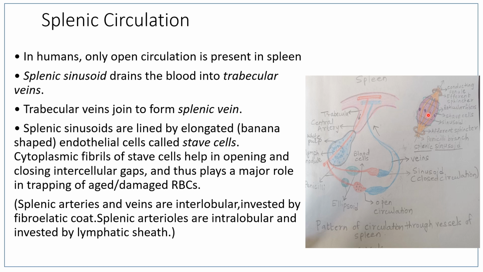Now, the splenic sinusoids are lined by the endothelial stave cells, which are also known as banana cells, and intercellular slits are there, and they have microfilaments. They have actin and myosin in the cytoplasm, and the intercellular gap present between these stave cells or endothelial cells plays a major role in trapping the damaged RBCs. So the damaged RBCs will be trapped by it. And again, we have to remember that the splenic arteries and veins are interlobular, and they are covered by fibroelastic coat, whereas the splenic arterioles are intralobular and they are invested by the lymphatic sheath.